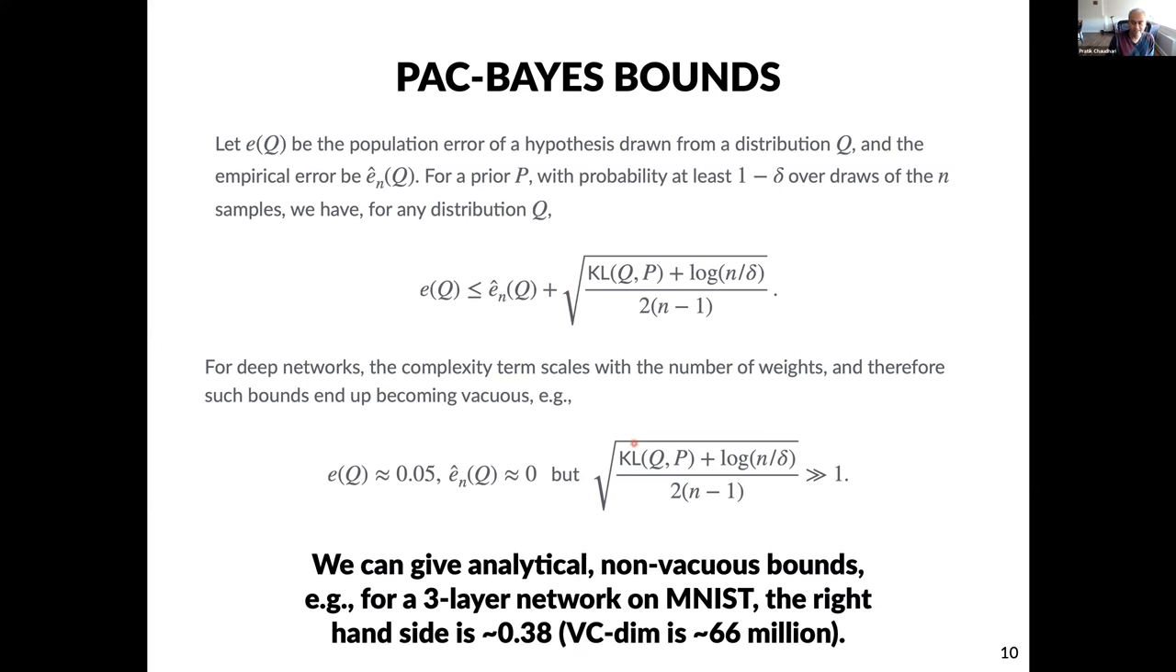What we did in this paper is we did a pretty simple calculation. We did a Taylor expansion of this term and optimized over Gaussian probability distributions Q on the weight space and Gaussian priors P. So in that sense, you can do this in closed form. The mean of the Gaussian is a trained network, and the variance of the Gaussian is what you're optimizing to find Q. We can give an analytical non-vacuous bound for small neural networks, okay? So for a three-layer network on the MNIST dataset, which has digits 0 to 9, 10 digits, the right-hand side is 0.38, and the left-hand side is something like 0.02 or 0.03. So it is not as if this inequality is tight under this calculation, but the right-hand side is at least smaller than one.